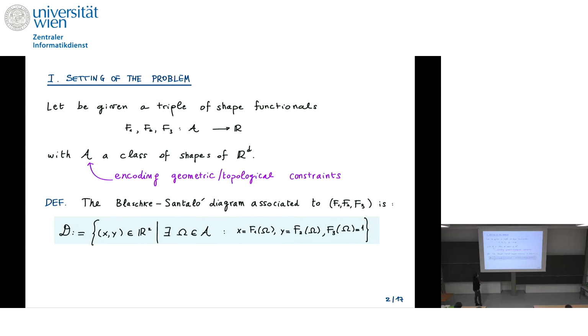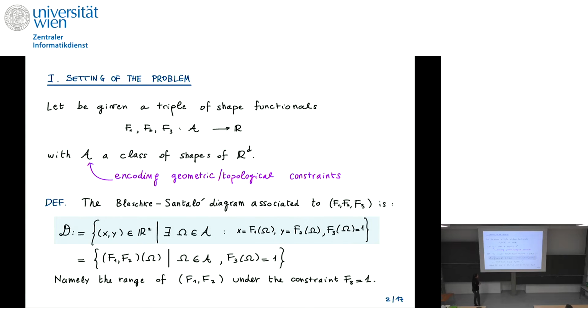Then the Blaschke-Santaló diagram associated to this triple of shape functionals is the following set, denoted by calligraphic D. It is a subset of the plane. Its points are pairs (x, y), which have the following property. There exists an admissible shape such that when you compute F1 at this shape, you find x. When you compute F2, you find y, and F3 is equal to 1. So in other words, it is the range in R^2 of the vector shape functional (F1, F2) when you prescribe F3 as a constraint.